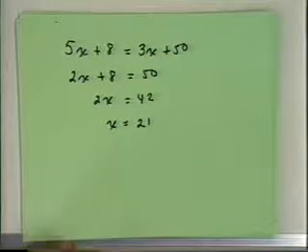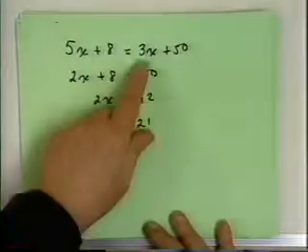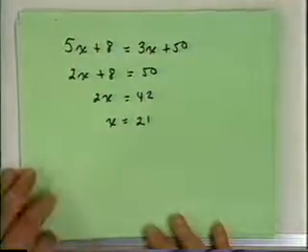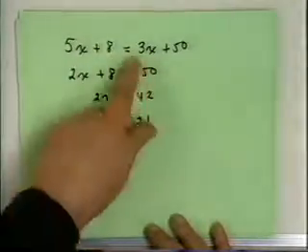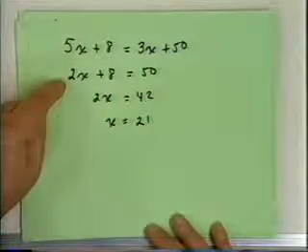Step 1, get the x's onto the same side. How are you going to do that? Subtract the smaller number of x's from both sides of the equation. Since 3 is less than 5, we subtract 3x from both sides.